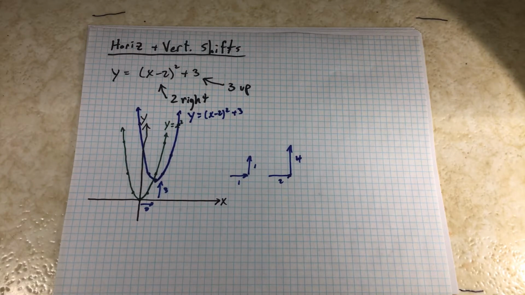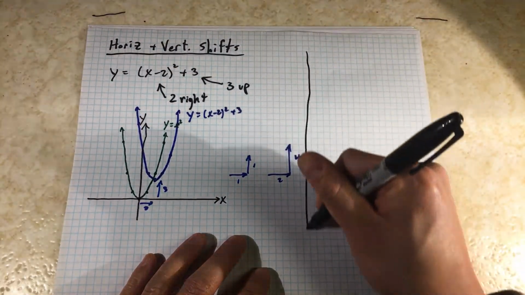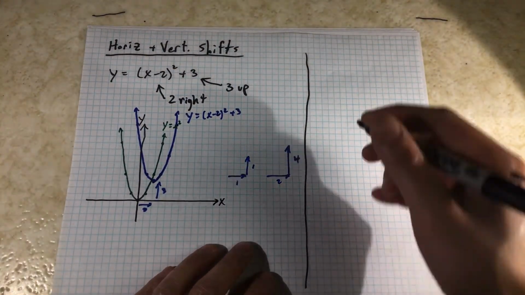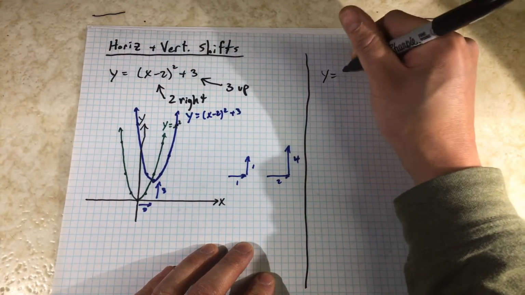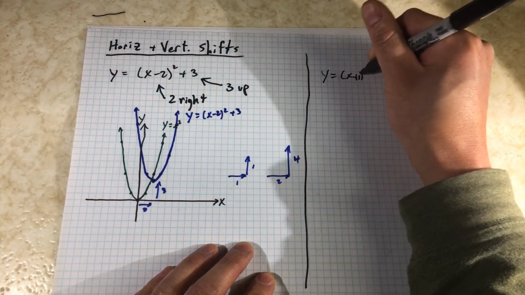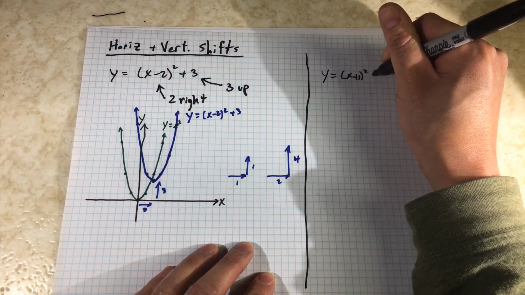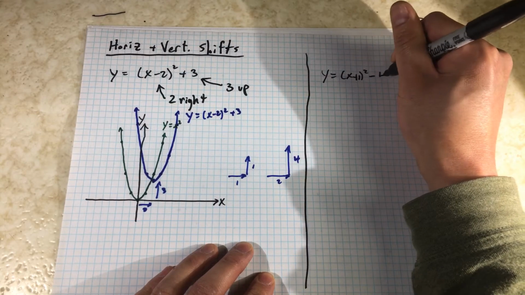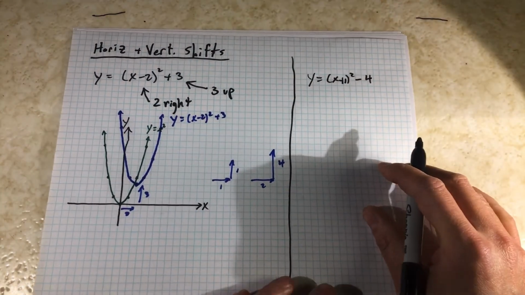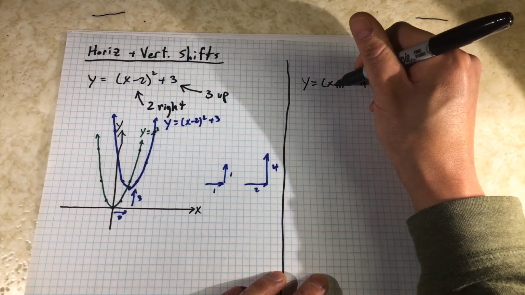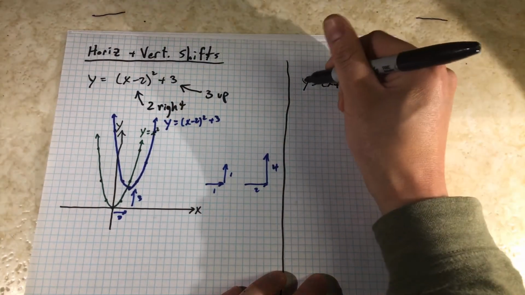Okay. So here's another example. Let's say that we have y = (x + 1)^2 - 4. Again, I'm sorry, this looks kind of messed up, but it's x. Here, I'll just rewrite it.